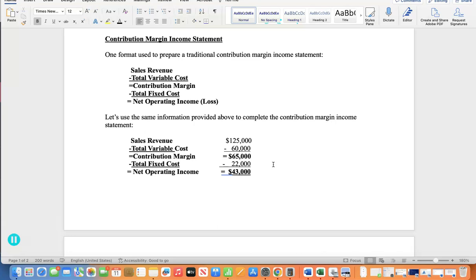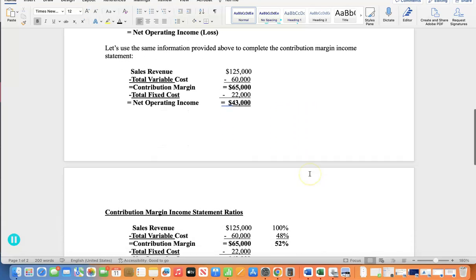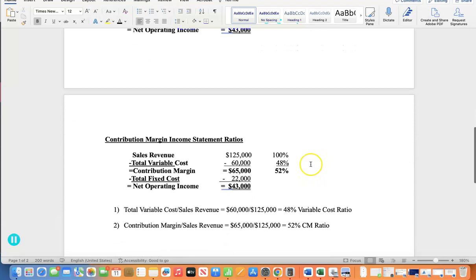We can even go a step further and determine a few ratios from the contribution margin income statement. We're using that same information, but now we're just going to calculate some ratios. In the contribution margin income statement, sales revenue will be 100%, and any of the components will be a percentage of the sales revenue. For the variable cost ratio here, we take the total variable cost of $60,000 and divide it by the sales revenue. That gives you 0.48. You'll need to convert that to a percentage or move the decimal 2 places to the right, and that tells us that our variable cost ratio is 48%.